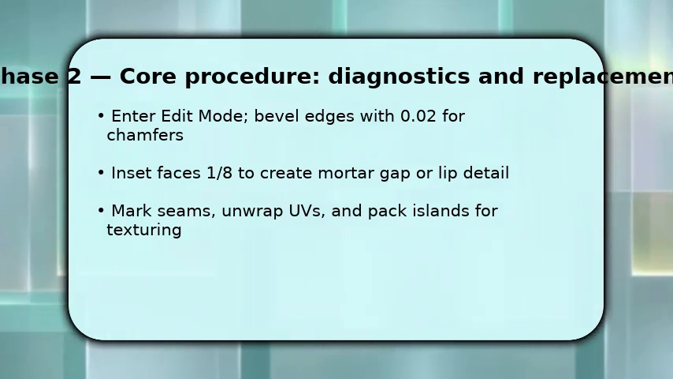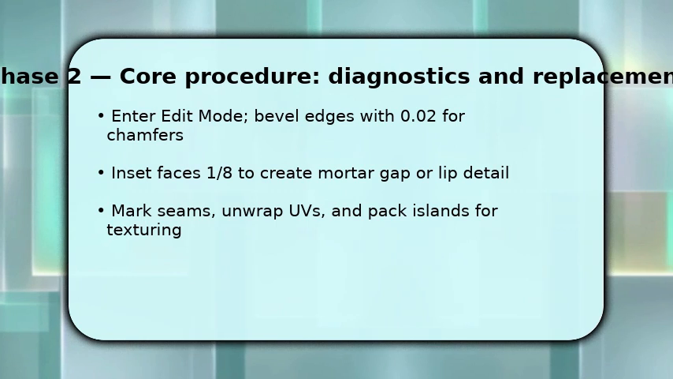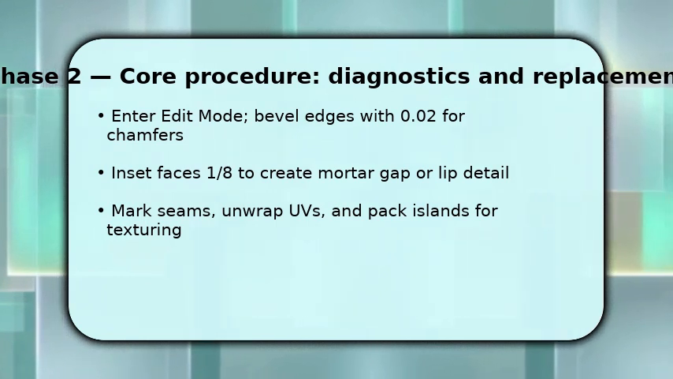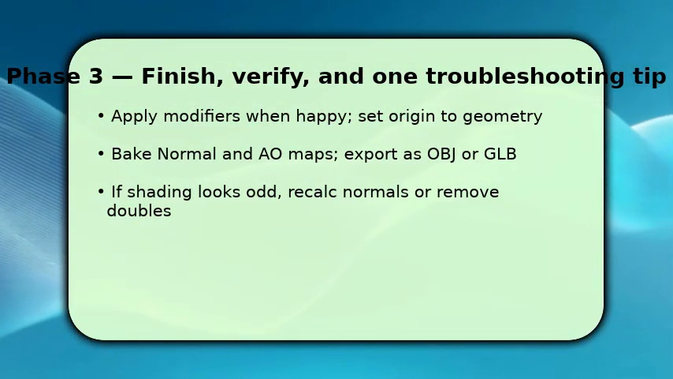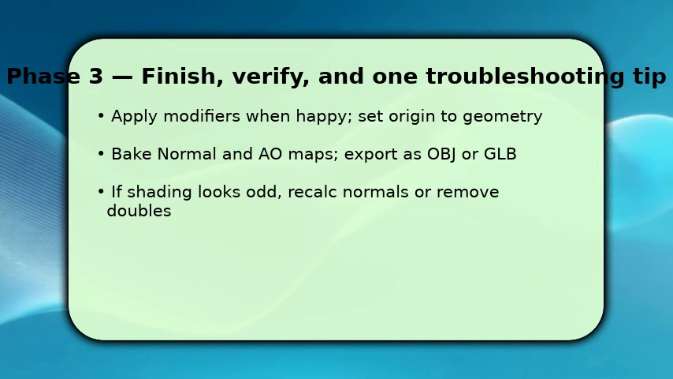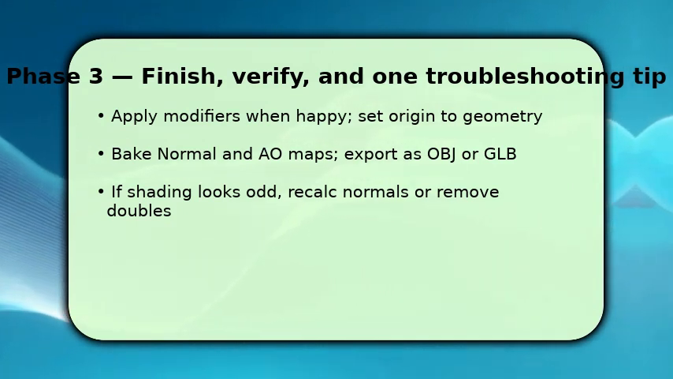Finish by applying modifiers and setting a clean origin so instances behave predictably. You should then bake normal and ambient occlusion maps to capture high-detail surface information. These give realistic shading in game or render engines. Export using OBJ or GLB depending on target.